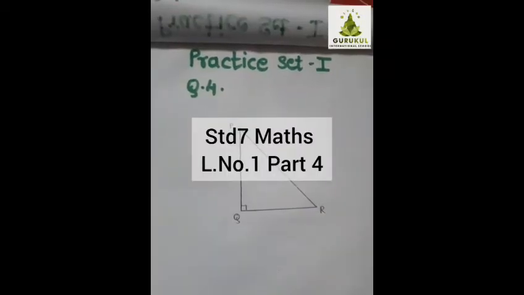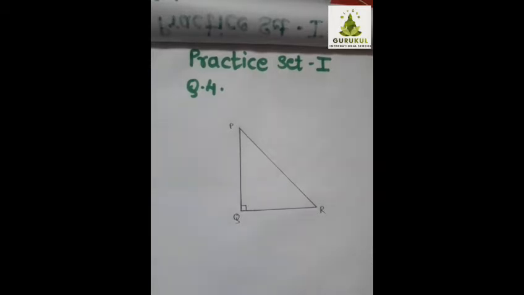Practice set 1, question number 4. Draw a right angle triangle. Draw the perpendicular bisectors of its sides. Where does the point of concurrence lie? Now, here I have drawn triangle PQR, which is a right angle triangle, where angle Q is 90 degrees.